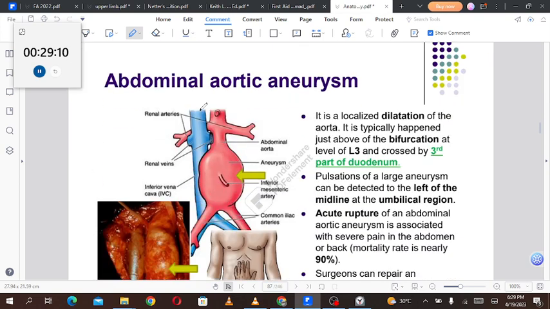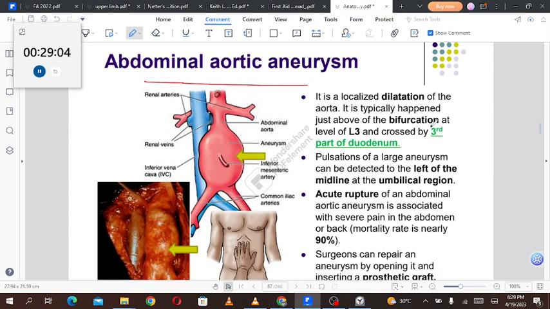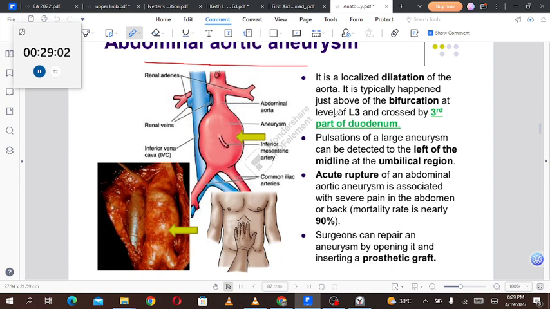Moving forward, we have abdominal aortic aneurysm. It is the localized dilation of the aorta. It typically happens just above the bifurcation at the level of L3 and is crossed by the third part of the duodenum, which is crossing anterior to it. The pulsations of a large aneurysm can be detected to the left of the midline at the umbilical region.